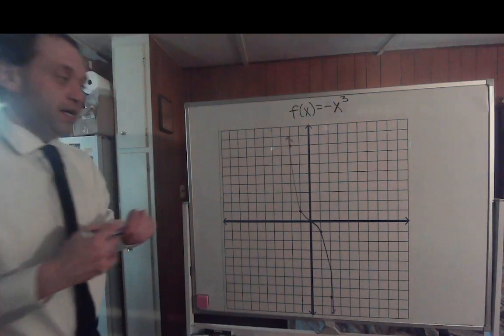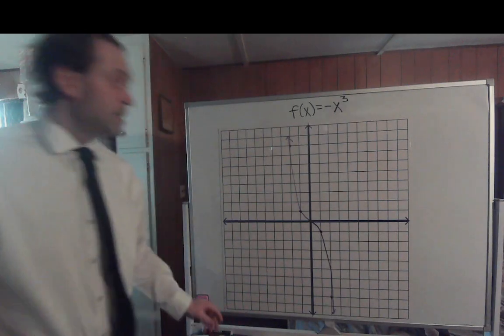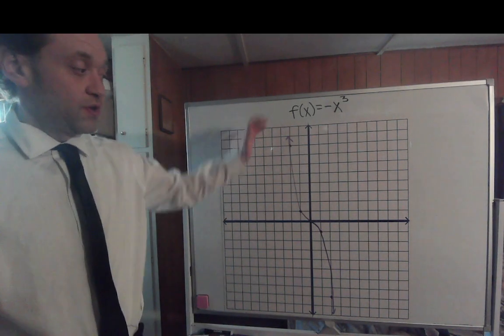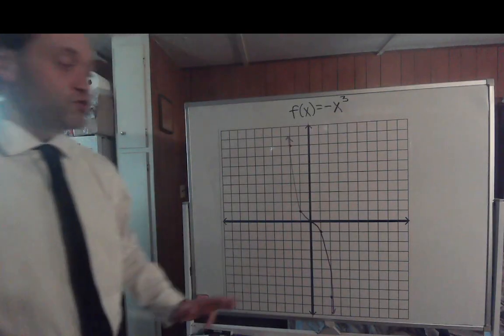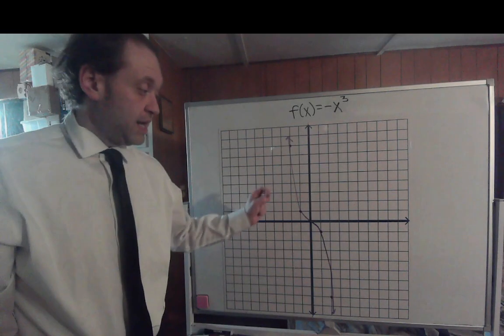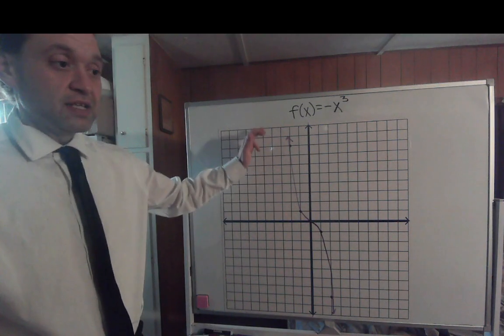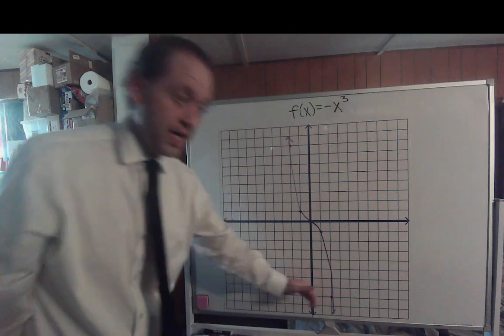And what do you see? It's flipped around from the central point. Since we've negated the x to the third, it's actually flipped around from the central point. This time, if we want to evaluate the end behavior, it rises to the left and falls to the right.